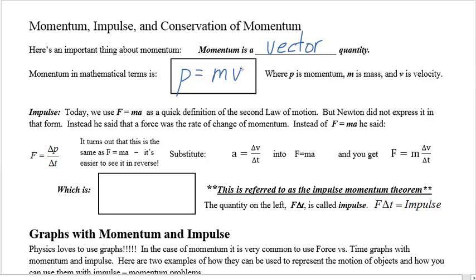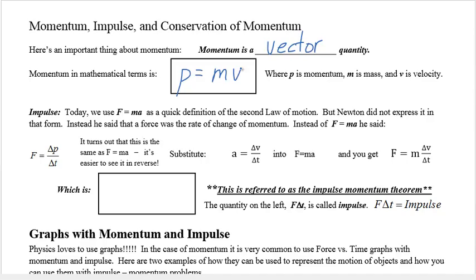Remember that mass has to be in kilograms and velocity is a vector quantity, so assign direction with a negative and positive. So impulse: today we use F equals ma as a quick definition of the second law of motion, Newton's second law. But Newton did not express it in that form. Instead, he said that a force was the rate of change of momentum instead of F equals ma.